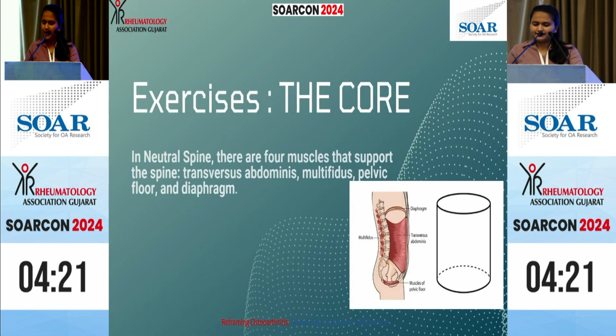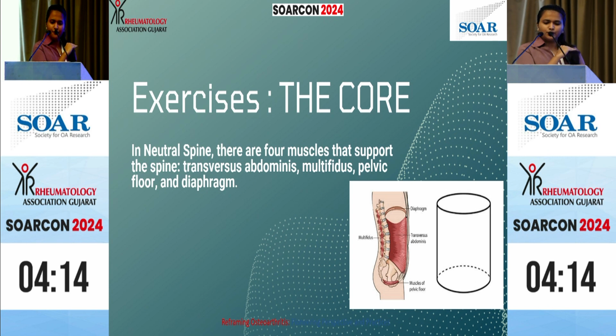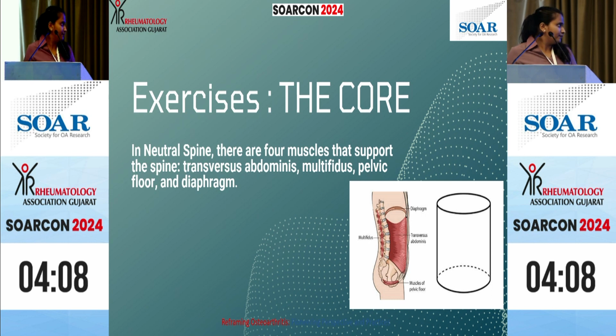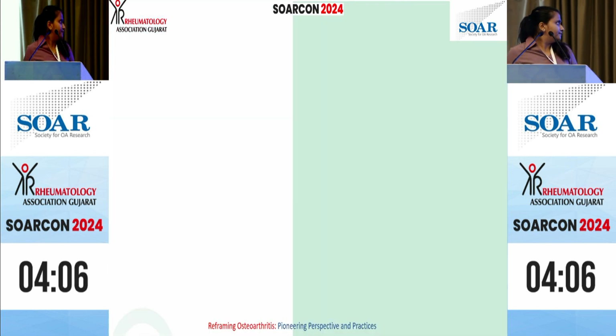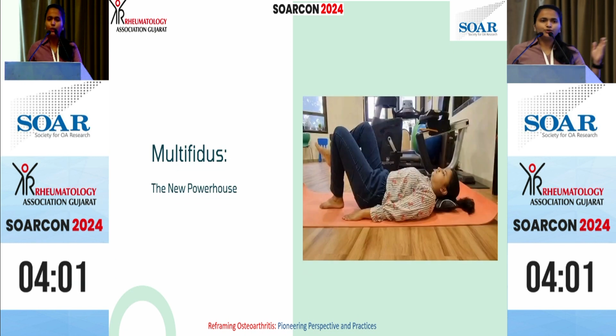Now we'll come to the exercises. So let's imagine the core is like a box. The upper layer is the diaphragm, the lower is the pelvic floor, the anterior is your transverse abdominis, and the posterior is the multifidus. So we'll go through the exercises now.